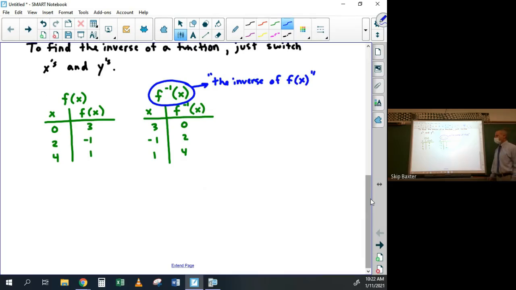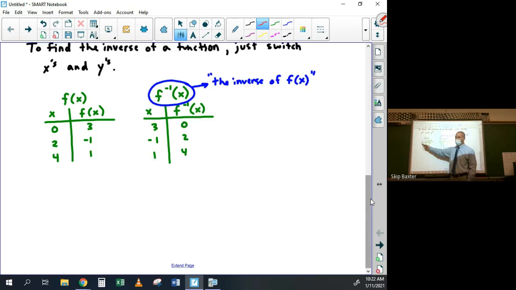That's what that notation means. And you can test this pretty easily. Like if I take a number like 2 and I do f to it, I get negative 1. Then if I take that result and I do f inverse to it, I get 2, back to what I started with. So it makes sense, right?